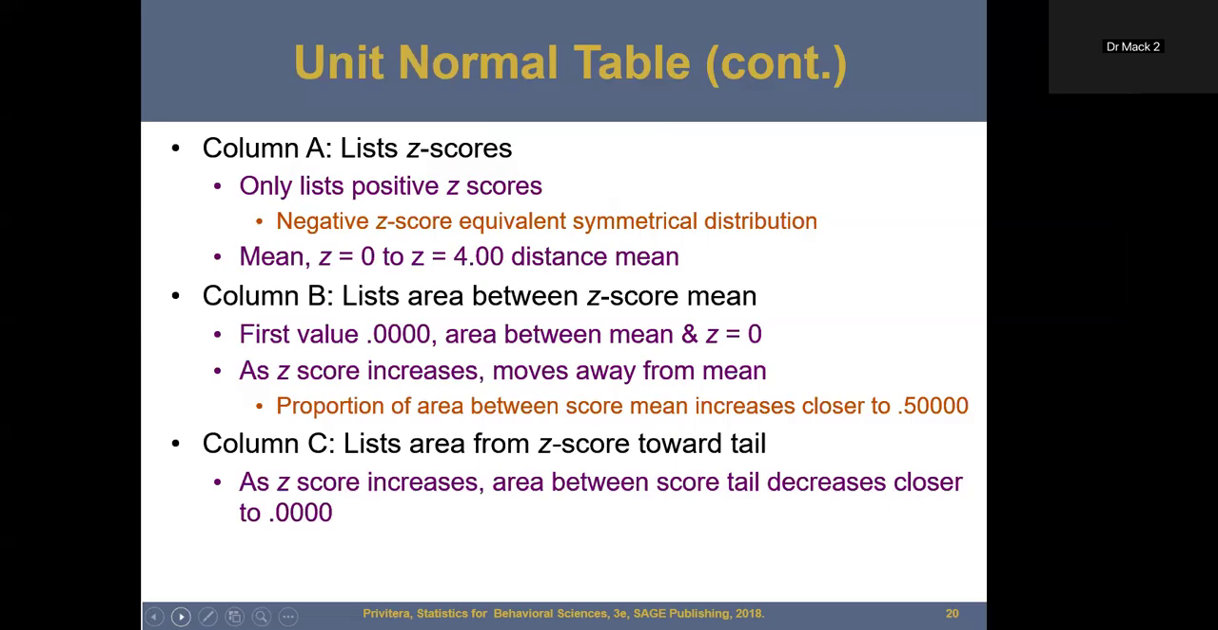Column B lists the area between the z-score and the mean. First value is 0.0000, which means the area between the mean and z is equal to 0. As the z-score increases, it moves away from the mean. The proportion of the area between the mean and the score increases closer to 0.5000 because 50% of the data is on each side of the mean. All of this is 1 or 100%. That's where that comes from. Column C lists the area from the z-score towards the tail. As the z-score increases, the area between the score and tail decreases closer to 0.0000.